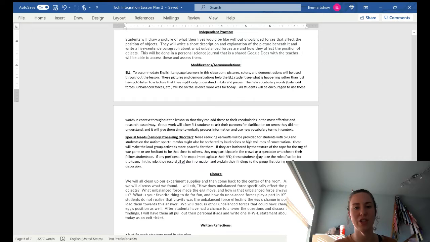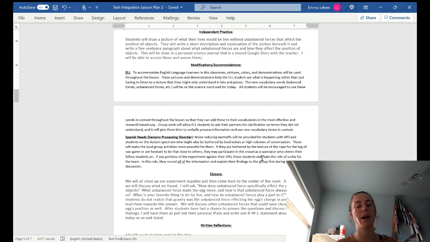So finally, my modifications. I have ELL modifications. So for everything, new vocabulary terms will be on the board. Vocabulary terms are also explained using a lot of demonstrations. All vocabulary is used in context also. So all of these things together make a much stronger lesson for an ELL learner.